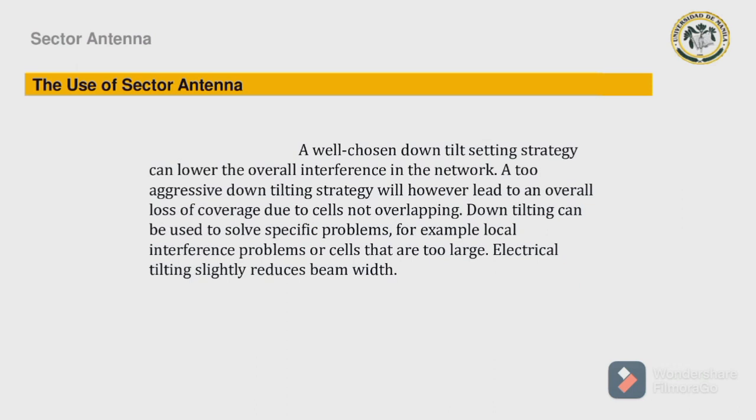A well-chosen down-tilt setting strategy can lower the overall interference in the network. A too aggressive down-tilting strategy will, however, lead to an overall loss of coverage due to cells not overlapping. Down-tilting can be used to solve specific problems, for example, local interference problems or cells that are too large. Electrically tilting slightly reduces beamwidth.